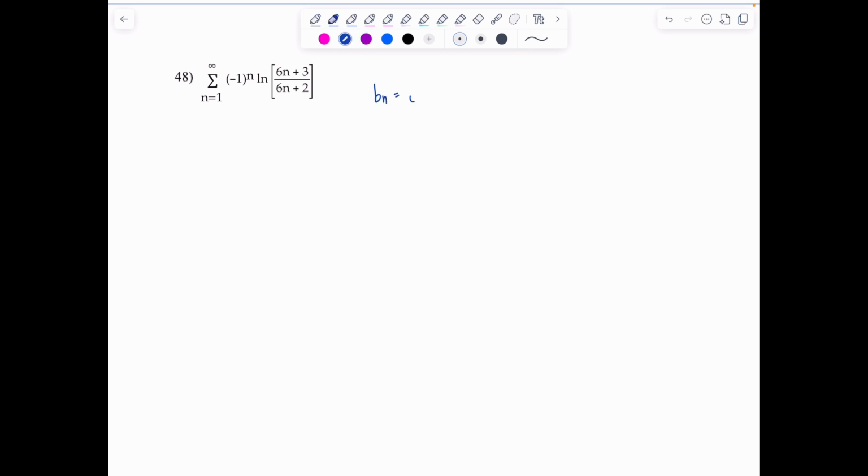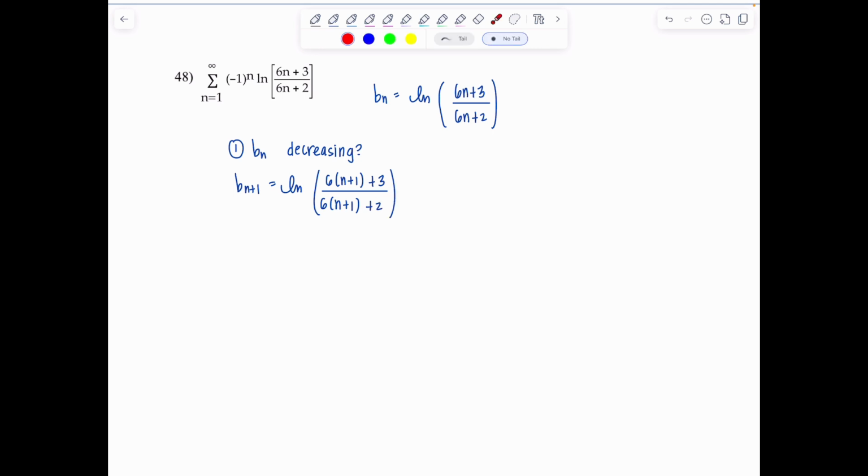b sub n is natural log of (6n plus 3) over (6n plus 2). So the first thing I want to do is see if b_n is decreasing. And you guys, it's not going to be obvious. b sub n plus 1 is ln of (6 times (n plus 1) plus 3) over (6 times (n plus 1) plus 2). I mean, I don't know. This got bigger, this got bigger. Who's to say?